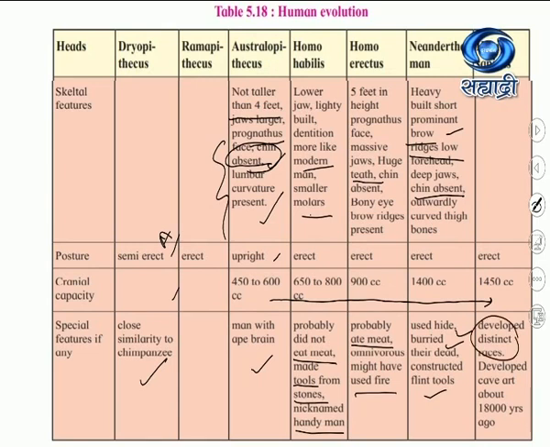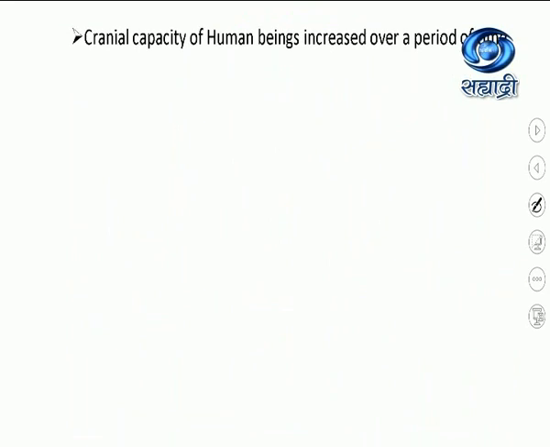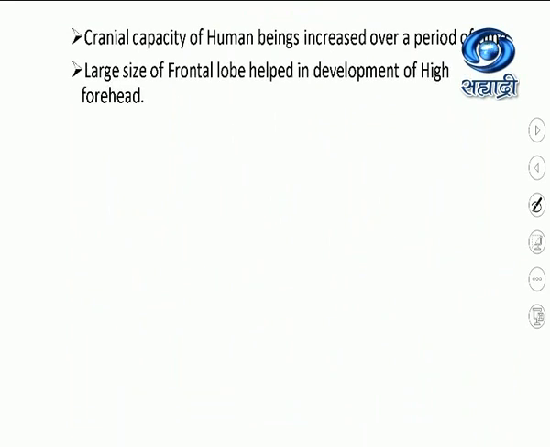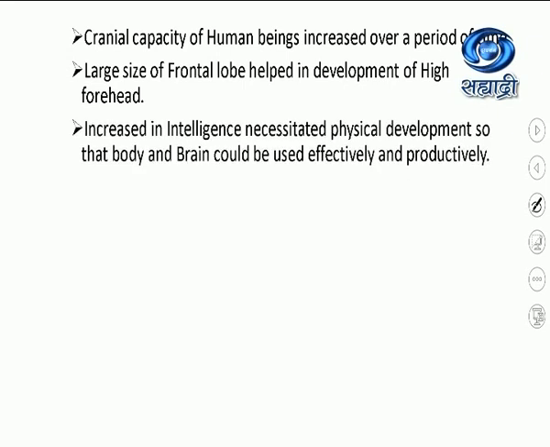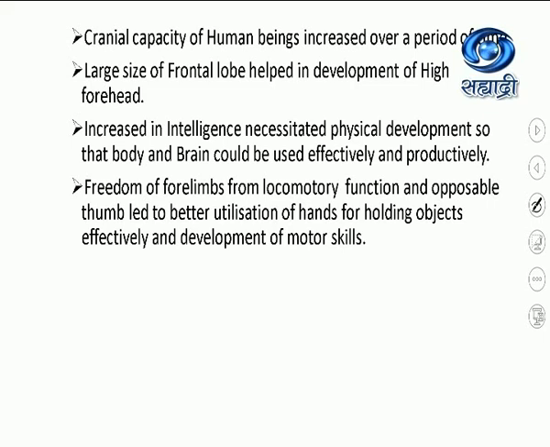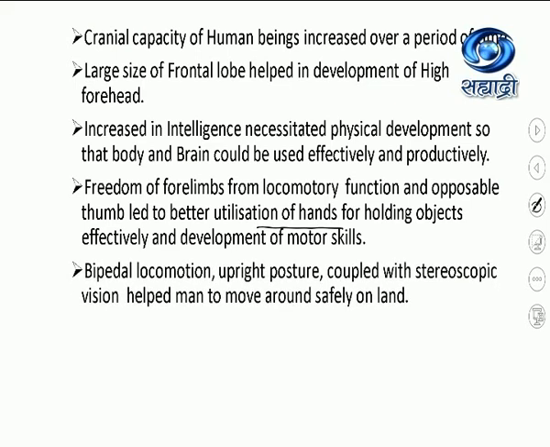Okay, and we have different races. So cranial capacity of human being increased over a period of time. Large size of frontal lobe developed, high forehead, more intelligence. Physical development of the body occurred. Brain could be used effectively and productively now. Freedom of forelimbs from locomotion. We are not using our forelimbs to move around. We have opposable thumb. We are utilizing our hands better now. We can hold objects. We can effectively use our motor skills. Development of motor skills occurred. Bipedal locomotion. We started walking on legs, upright posture, stereoscopic vision, 3D vision, and therefore we could move around safely on land.